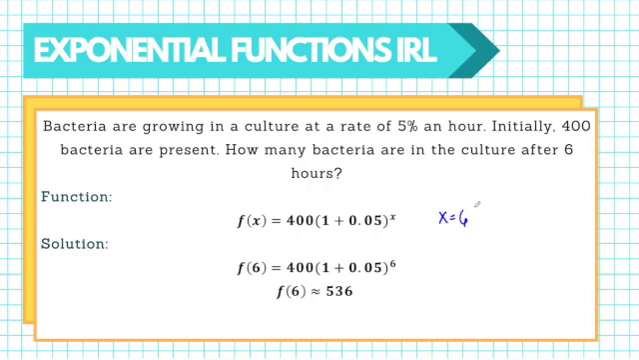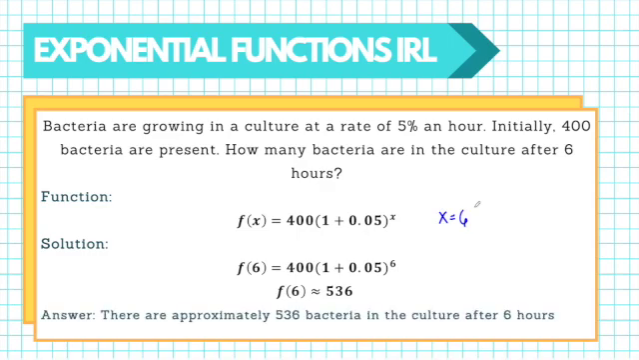When you use your calculator, you will see that f of 6 is approximately equal to 536. Therefore, there are approximately 536 bacteria in the culture after 6 hours.